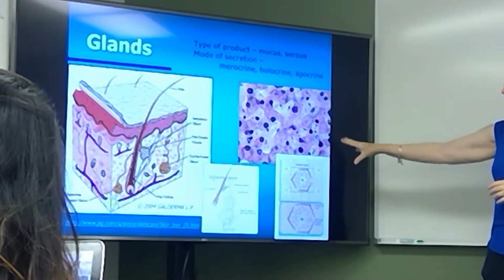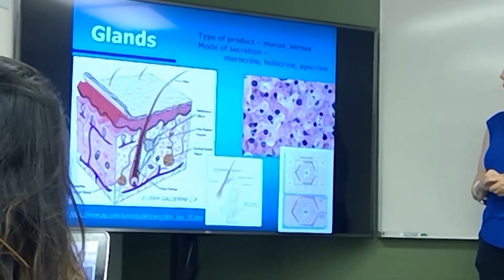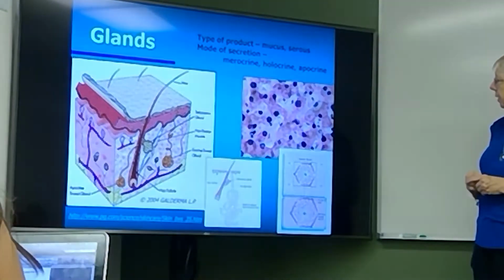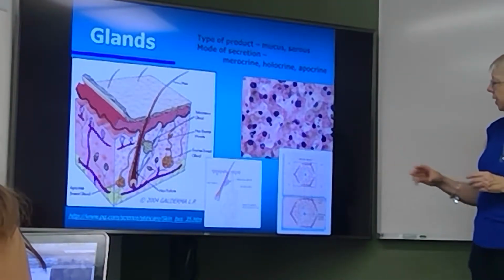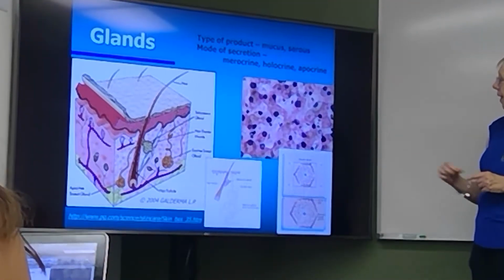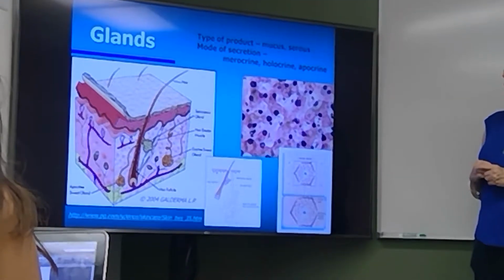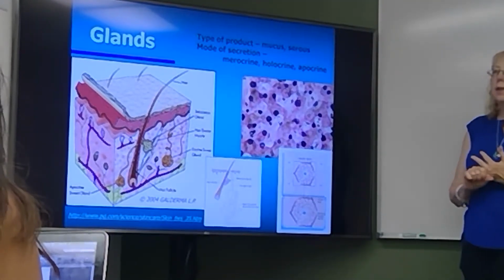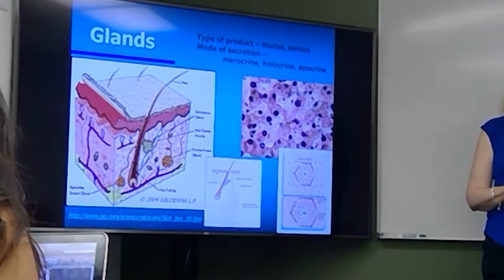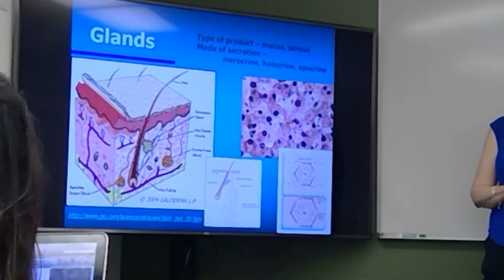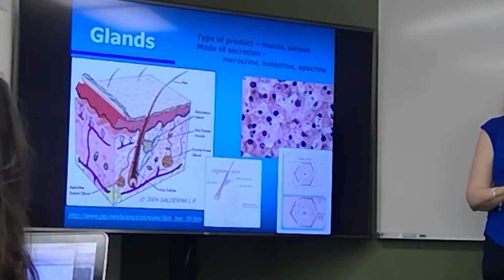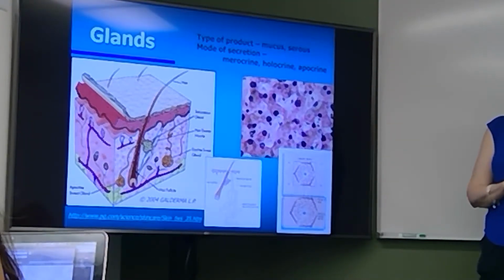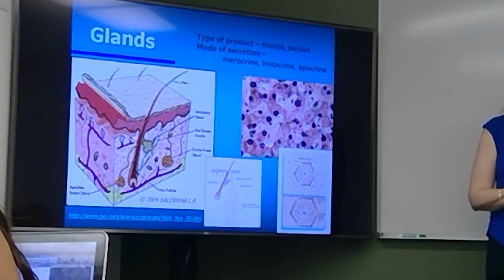So, what else? We'll also see it in our livers. Again, liver is the largest gland in the body, sees lots of stuff, and how that's arranged. So there's two types of products generally that our glands produce. We have mucus, mucopolysaccharides, and then serous, which means a watery solution. And we have three modes of secretion.